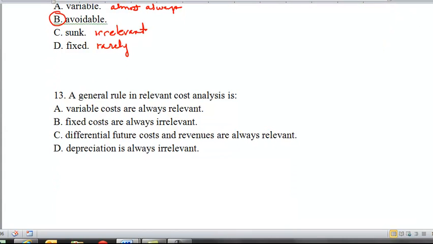A general rule in relevant cost analysis is: A. Variable costs are always relevant. Well, we already just said not always. Fixed costs are always irrelevant, most of the time, but not always. Differential future cost and revenues are always relevant. Well, that's the whole thing about our business decision model here, so that looks good. And depreciation is always irrelevant, and not for new equipment. So C is the correct answer.